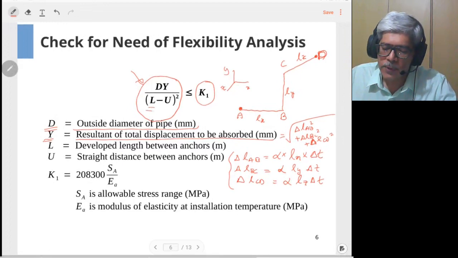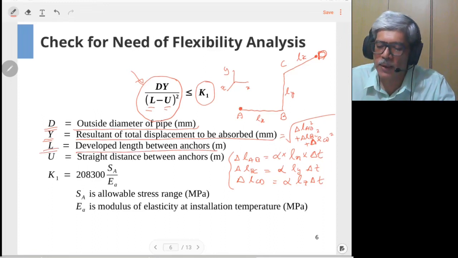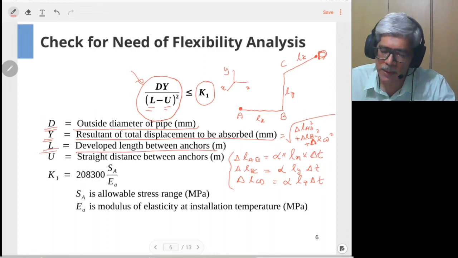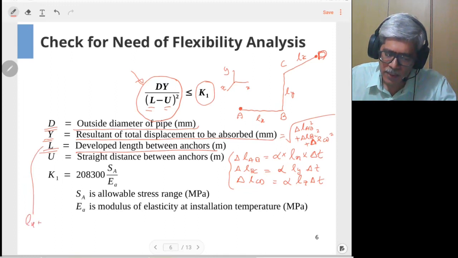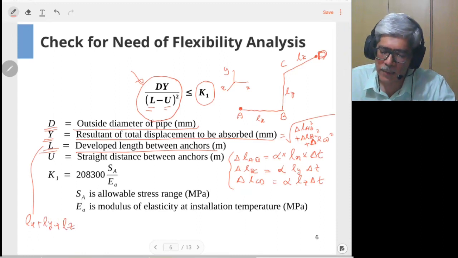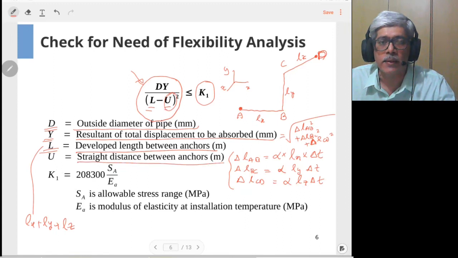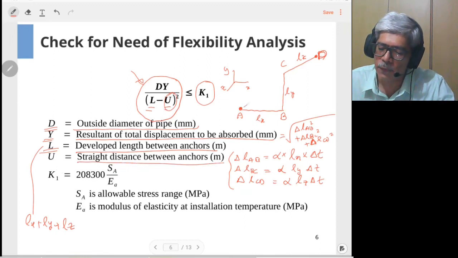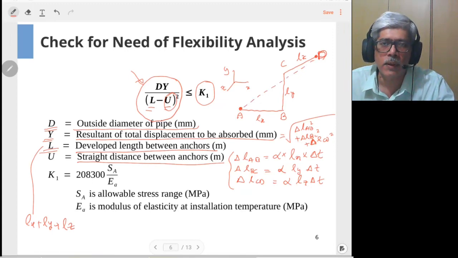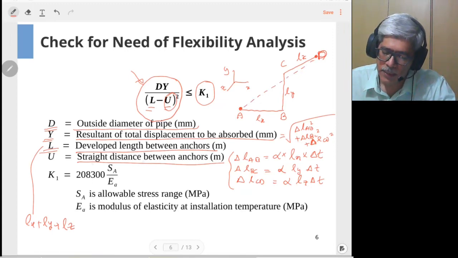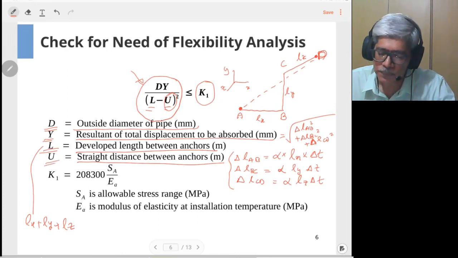The denominator has two terms, L and U. The term L is the developed length between the anchors. So that is nothing but Lx plus Ly plus Lz, the total developed length of the pipeline. And U is the straight distance between the anchors. So if you draw a straight line from A to D, the length of A to D is the value of U. So that constitutes the left hand side.